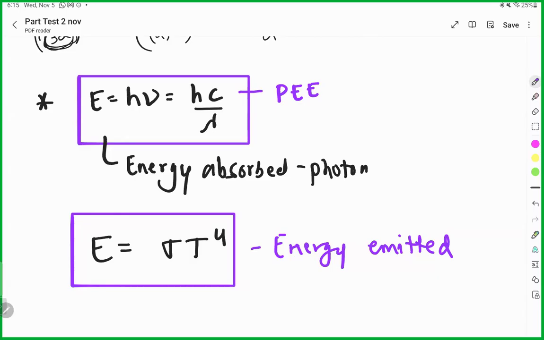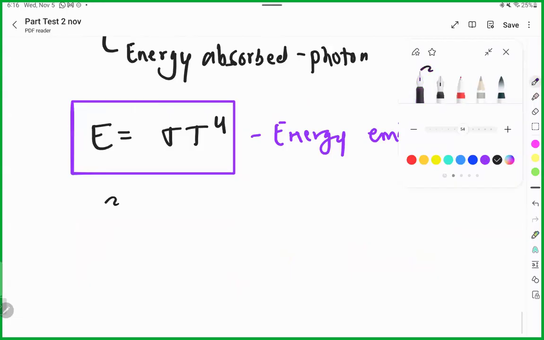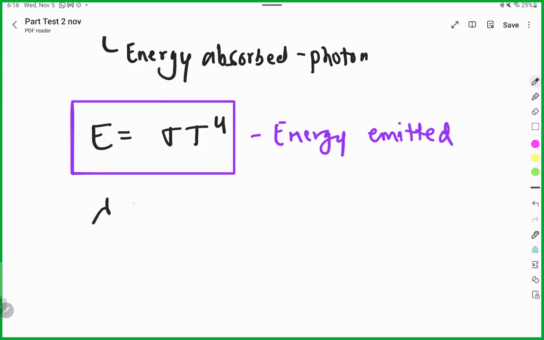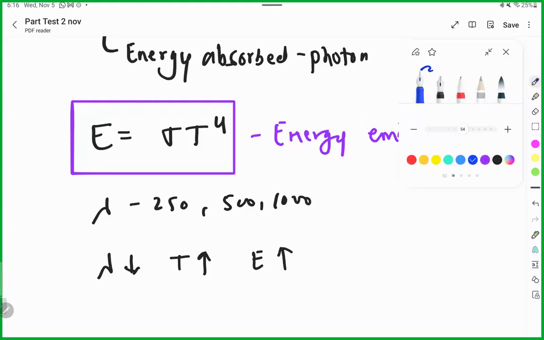अगर तुम टेम्परेचर बढ़ाओगे तो एनर्जी भी इंक्रीज होगी. और जैसे अर्पित ने पूछा कि सर इफ यू हैव 3 lambda 250, 500 and 1000, where we will have maximum emission. So the answer is, if lambda is less then temperature will be more, and if temperature is more, emissivity will be more. Right, Arpit?